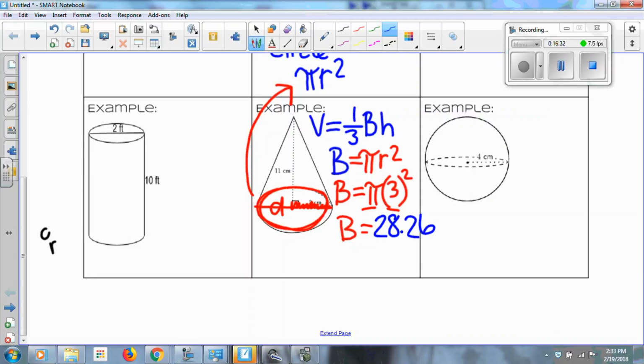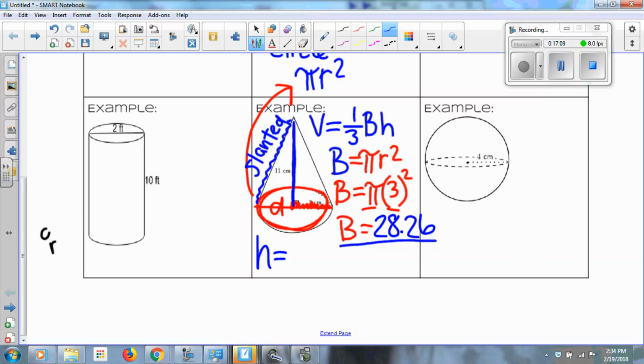So we're almost there. We know what 1/3 is. It's 1/3. We know what big B is, 28.26. We just need to find our height, which is simply what it sounds like. The only thing about cones, you need to know, just like how you stand up straight and tall, that's what the height of your cone is. It's the one that goes up straight and tall. Don't be tempted by this right here. This is your slant height. It's slanted. Okay, that is not the height of your cone.